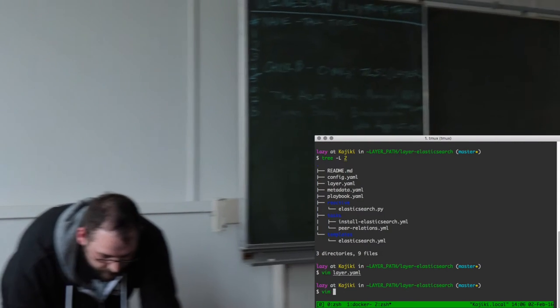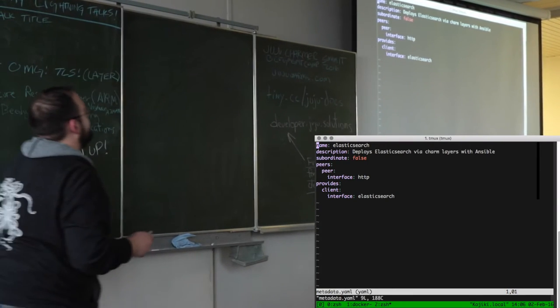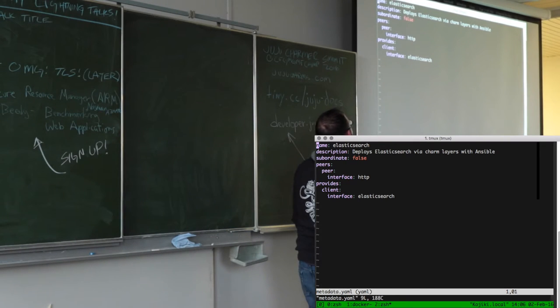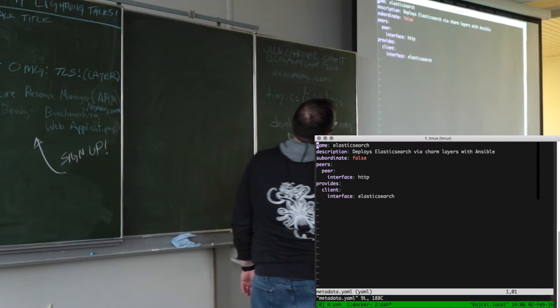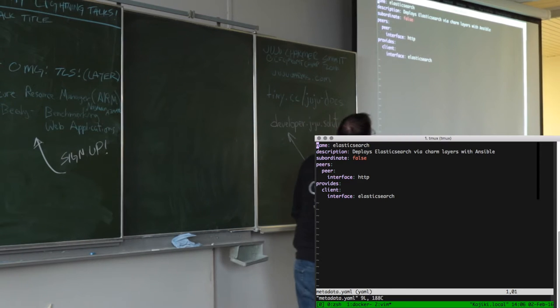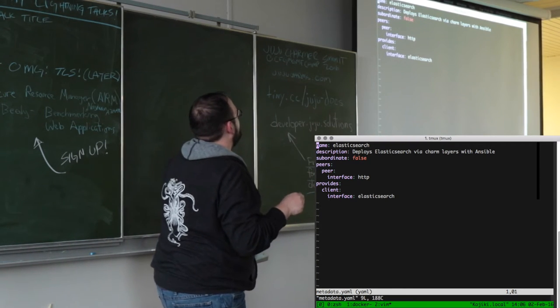And since we've looked at the layer, before we dive into the actual code of the layer itself, I want to dive into the metadata just real quick to show how quick and easy these are to write. So with this metadata, we give it a name. This is what's going to be generated: an Elasticsearch charm. Our description tells people exactly what this is. It deploys Elasticsearch via layers with Ansible. And then it's not a subordinate.